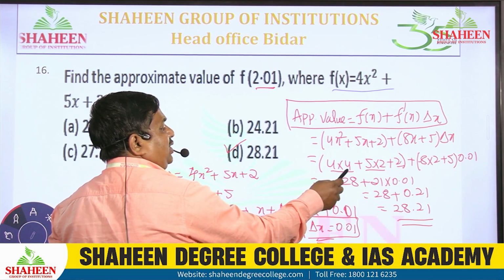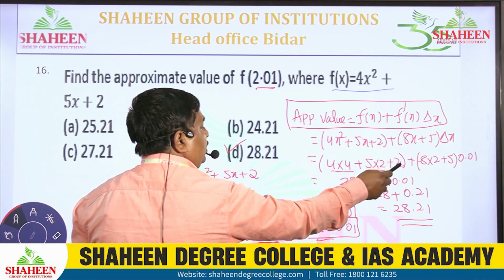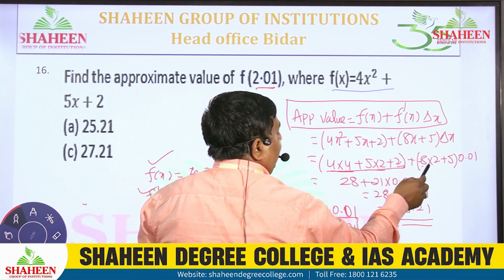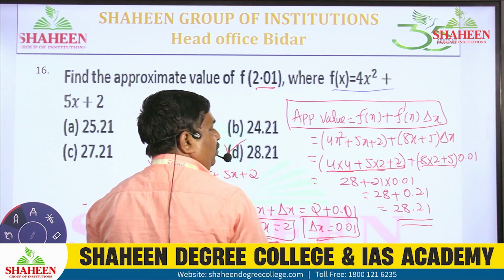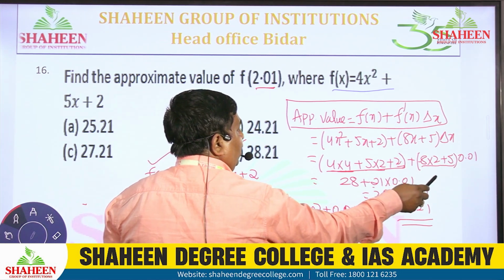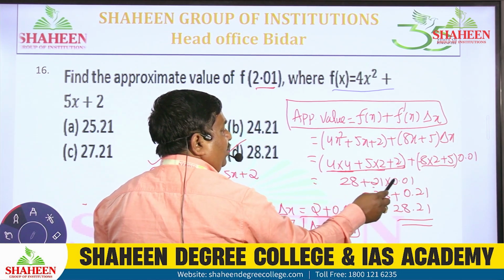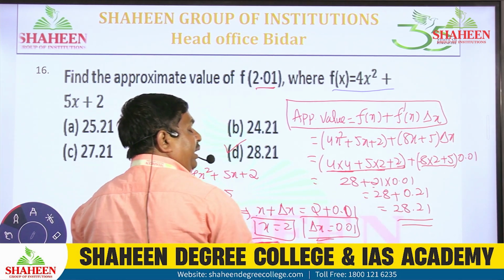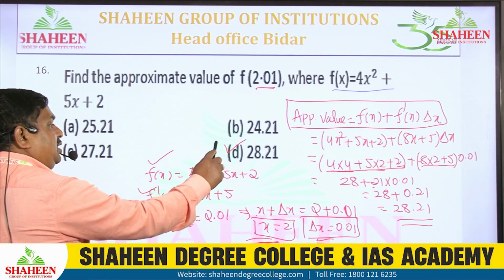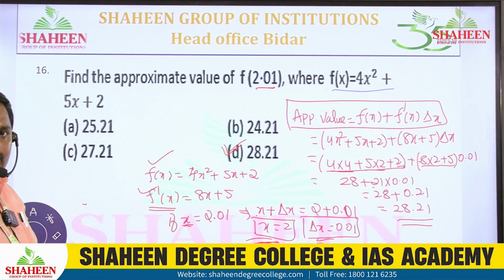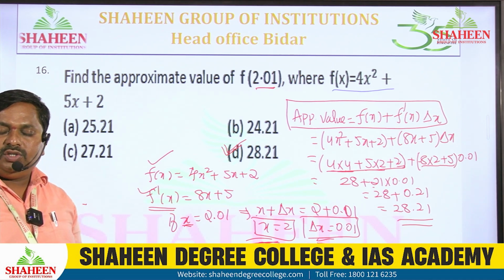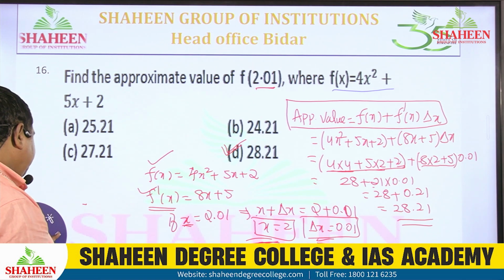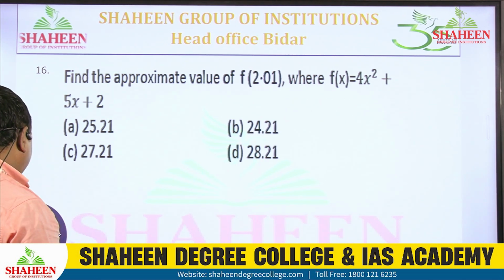4 fours are 16, 16 plus 10 is 26, 26 plus 2 is 28, and 8 twos are 16, 16 plus 5 is 21, 21 into 0.01. 21 into 0.01 is 0.21. Adding with 28, this becomes 28.21. That is, the fourth option is right. Clear? So in this way we can calculate the approximate value of the given function. Let us move to the next problem.